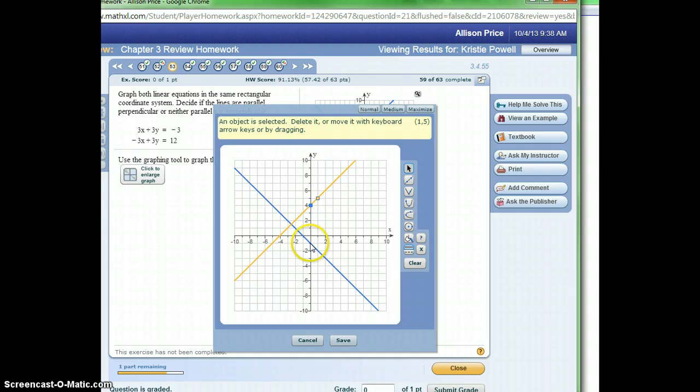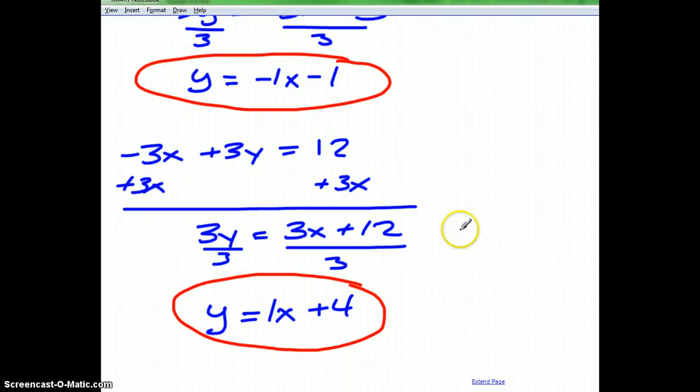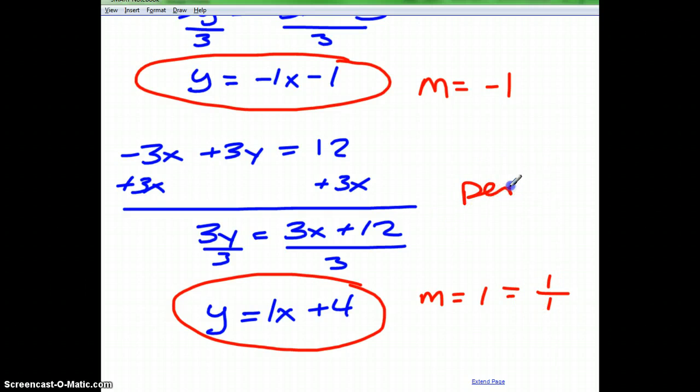Same thing on the other one. The y-intercept was negative 1, the slope was negative 1, so I could have gone down 1 over 1 and graphed it with those 2 points. It is the same two lines. What I can see now is that the slope of the first one is negative 1, and the slope of the second one is 1. To be perpendicular, these slopes have to be opposite signs, which they are, and reciprocals of each other, which they are, because the reciprocal of 1 is 1. 1 over 1 is still 1. So these are perpendicular.